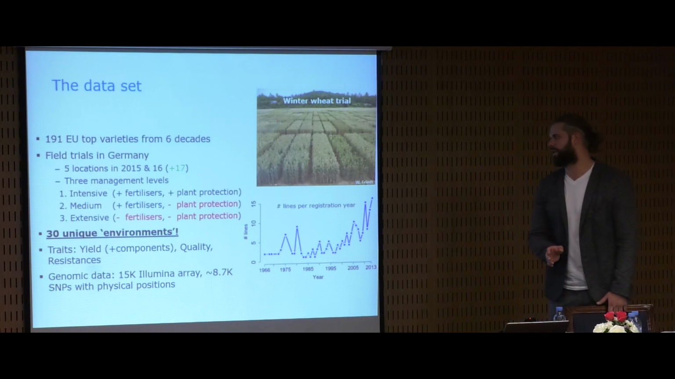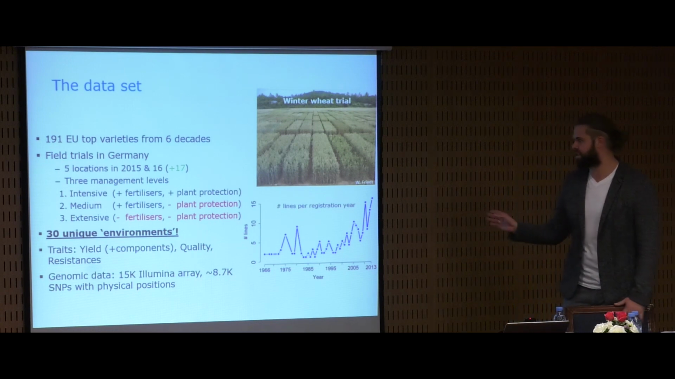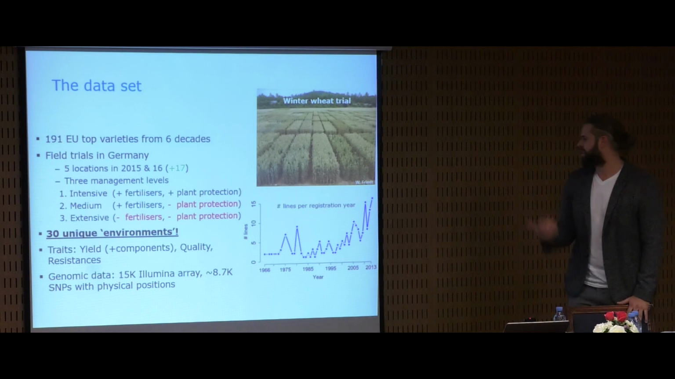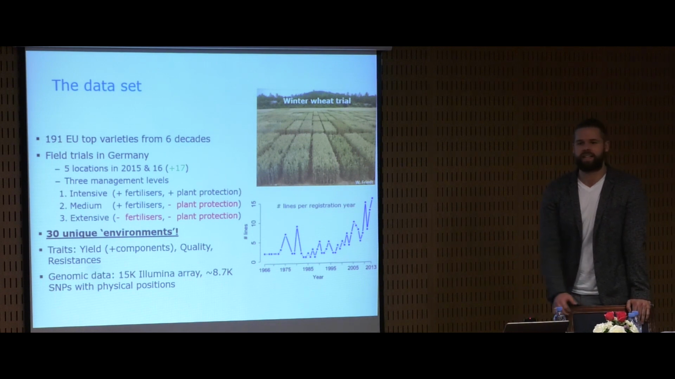We looked at 14 to 15 different traits in total. This was a massive project. So yield with all its component quality traits, resistances. And as for genomic data, we had SNP data from the 15K array at hand.